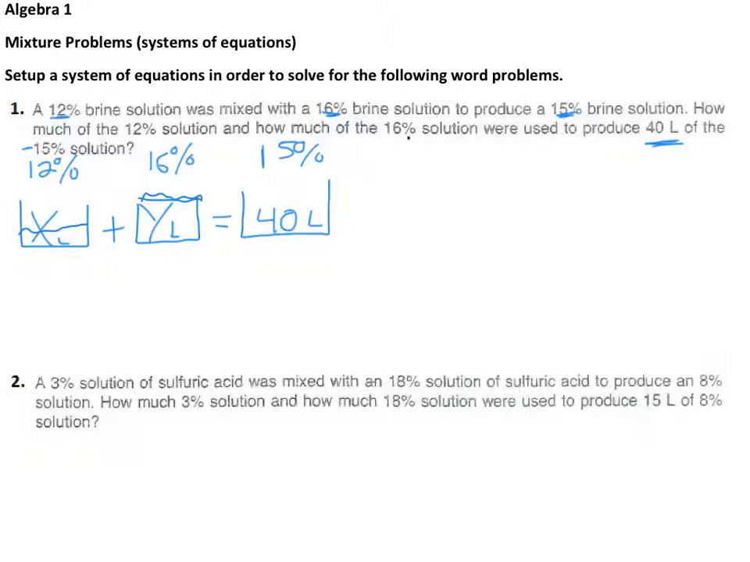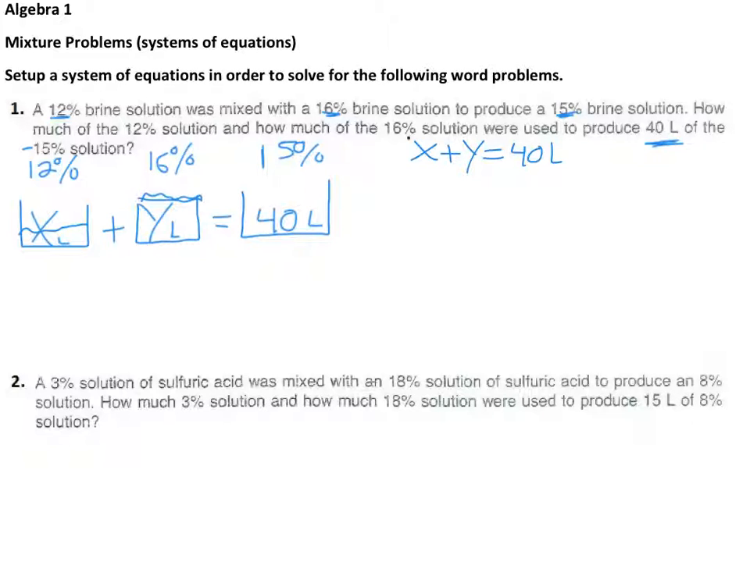Now, to get the two equations, for the first one, I just use the amount that I have for each type of solution. So I use this bottom part, the liters. When I use that, the first equation is just x plus y equals 40. Or if I mix x liters with y liters, it's going to equal 40 total liters.